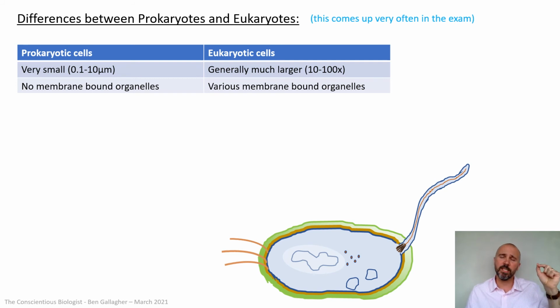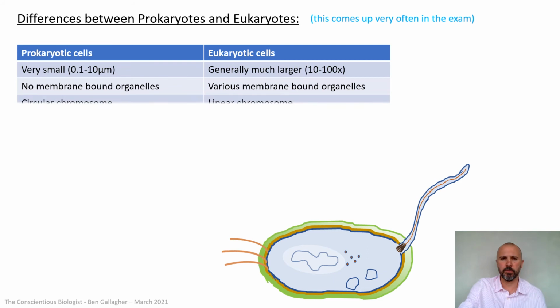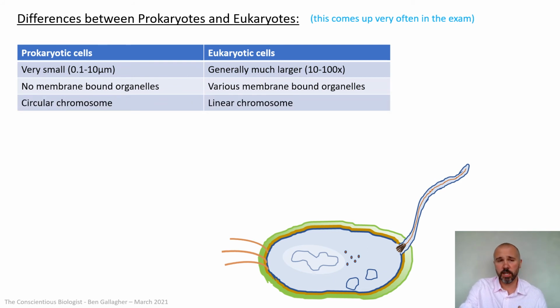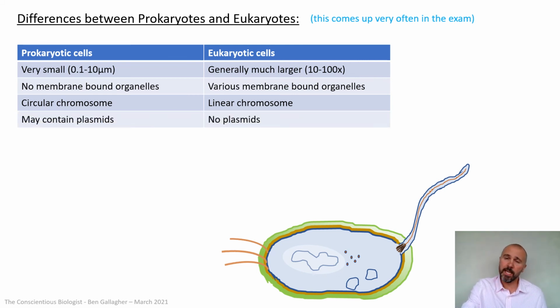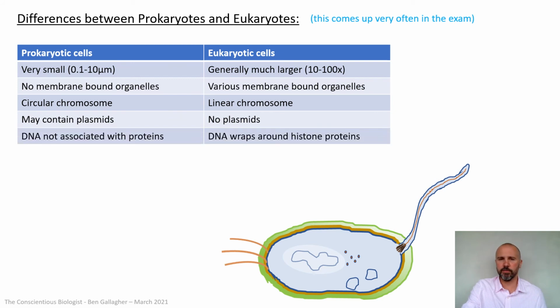So make sure you give distinct differences, and I would always put no membrane-bound organelles as a point on its own, then don't talk about the other organelles, or there not being other membrane-bound organelles. There's a circular chromosome in prokaryotic cells. It goes around in a loop. Linear, meaning in pieces, in eukaryotic cells. Prokaryotes may contain plasmids, eukaryotic cells never do.